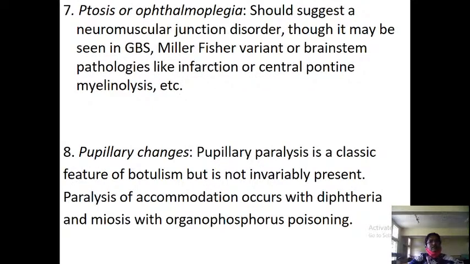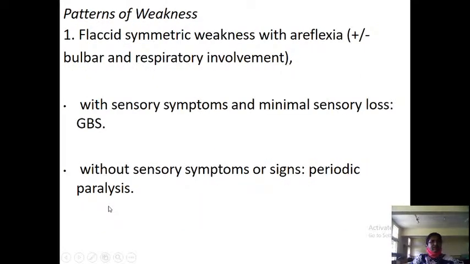Then if there is any ptosis or ophthalmoplegia, like I said, in GBS the Miller Fisher variant can present with ptosis and ophthalmoplegia, mainly ophthalmoplegia. Then look for any pupillary changes, especially commonly seen in organophosphorus poisoning. Then how is the pattern of weakness?